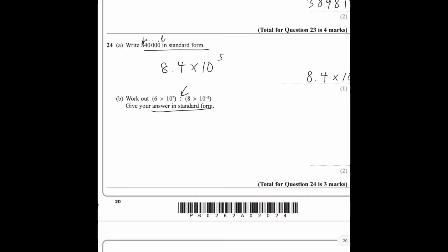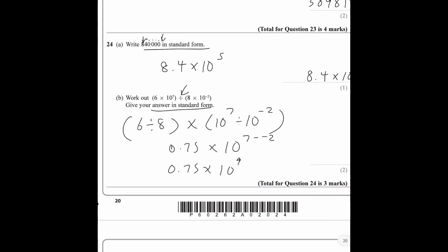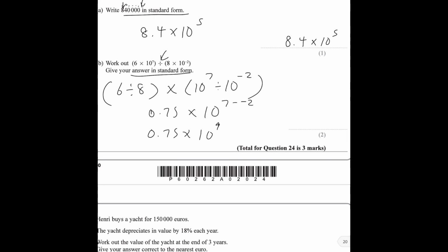Now work out this, and give your answer in standard form. Since this is division, you're just going to do 6 divided by 8, put them both in brackets, and switch the division sign to multiplication. 10 to the power 7 divided by 10 to the power minus 2. Now 6 divided by 8 should give you about 0.75 times 10 to the power of 7 minus minus 2, since this is division. Your indices rules must be really strong, so you might as well go through that again. 10 to the power 9.